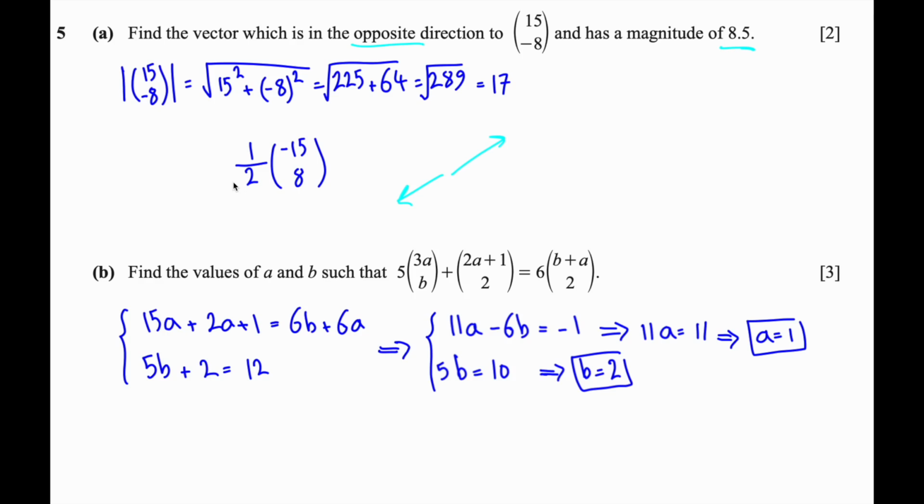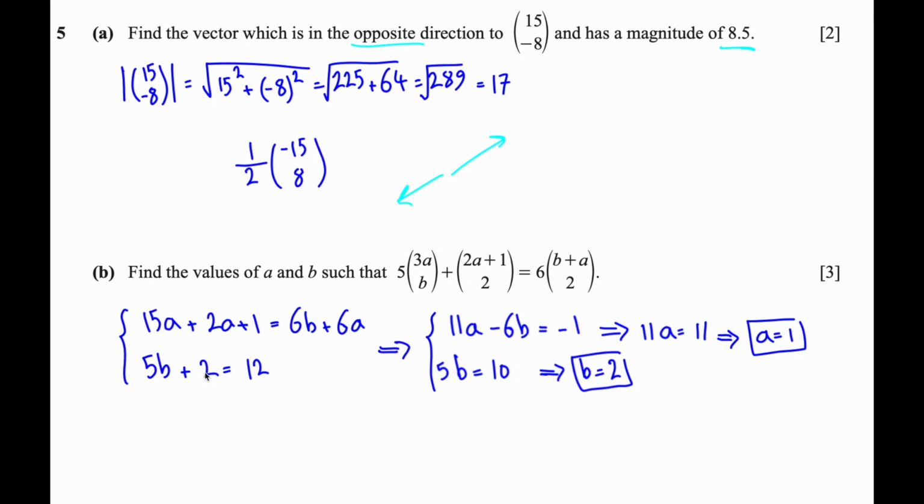Now in part B, I have to find the values of a and b such that this equation holds. This is quite an easy equation to solve. All you have to do is consider all the x components together and form one equation, and all the y components together as well. You get yourself a simultaneous equation where the unknowns a and b can be solved. If you tidy up the first one, you get 11a - 6b = -1.